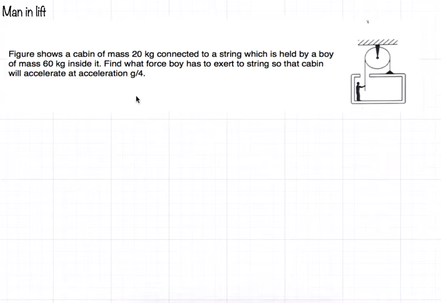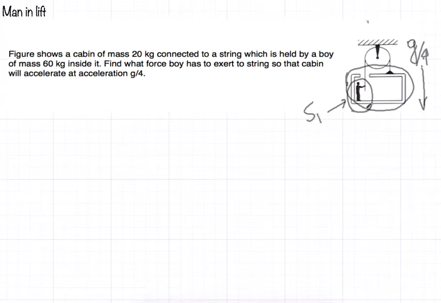So eventually there is an acceleration downwards. So that is very important, right? You have to first think about what the motion is. It is going downward with an acceleration of g by 4. Okay, now I'll take two systems. One is the man, another is the cabin without the man, right? So let me call the man system 1, and let me call the cabin system 2.